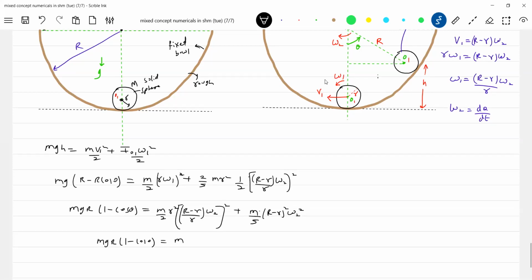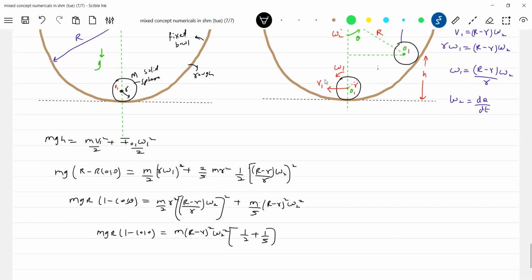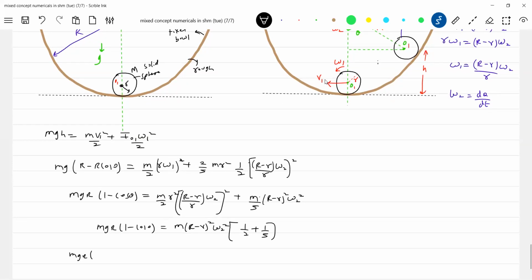This m (R minus r) whole square. Omega 2 square also will come outside. So 1 by 2 plus 1 by 5. So this will be 7 by 10.